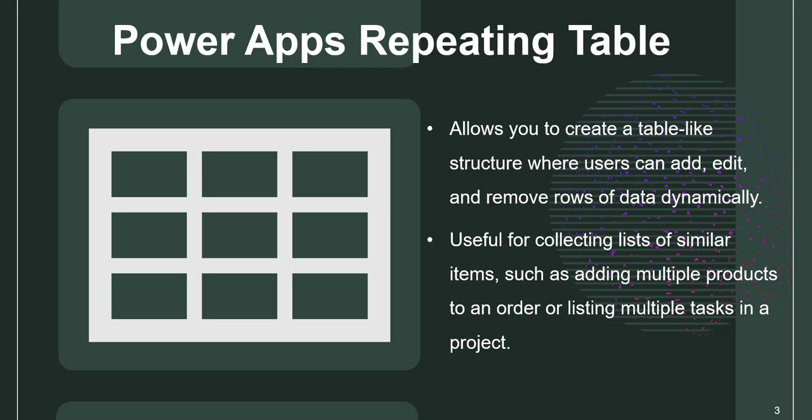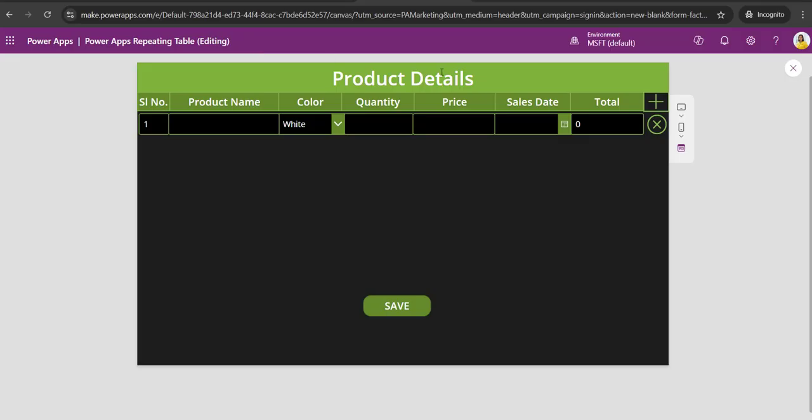So first of all, I've created a demo. I will show you how the repeating table works, and then I will create a new repeating table and implement everything step by step. So let's move to Power Apps. Here you can see I have created one simple application related to a Power Apps repeating table based upon product details. Here I am just adding serial number, product name, color, quantity, price, sales date and total.